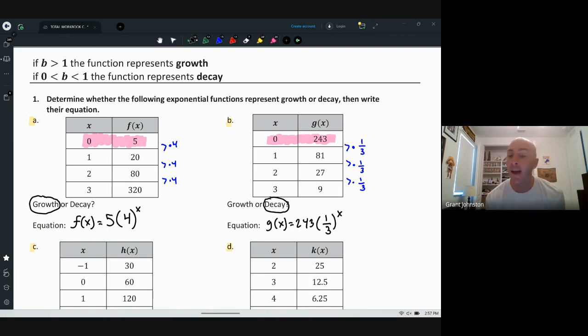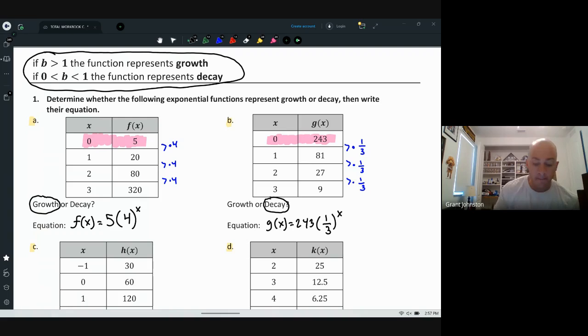So notice on letter A, it was growth, right? We saw it increasing. And notice that growth factor was 4, which is greater than 1. So I'm referring back to these statements right now up here at the top of the screen. It's growth. And on B, that growth factor, or decay factor, I should say, was 1/3. And it's decaying, and 1/3 is less than 1. So it all checks out. Okay.